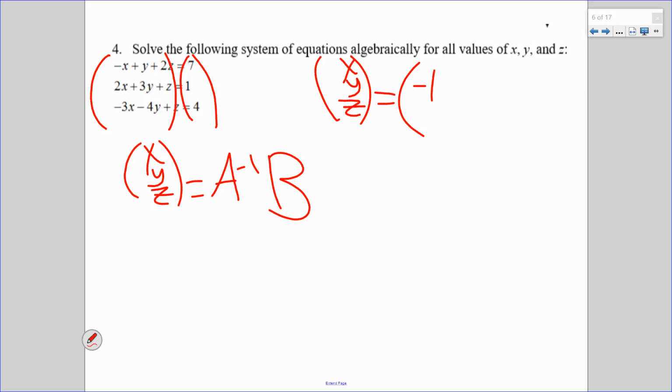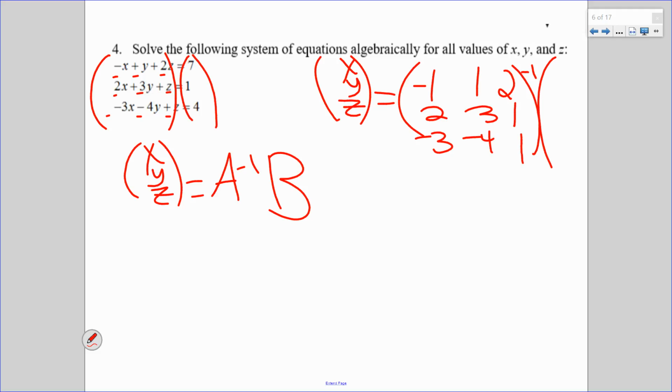But they're helpful. Negative 1, 1, 2, 2, 3, 1, negative 3, negative 4, 1. These are the coefficients of those values there. That's A. Inverse, B, are the solutions here: 7, 1, 4.